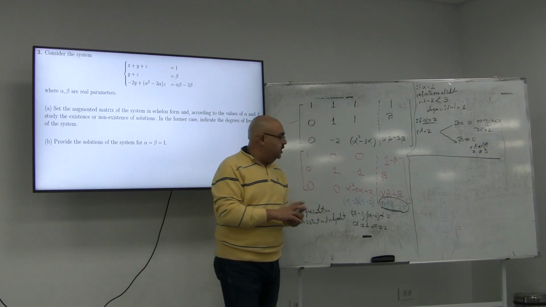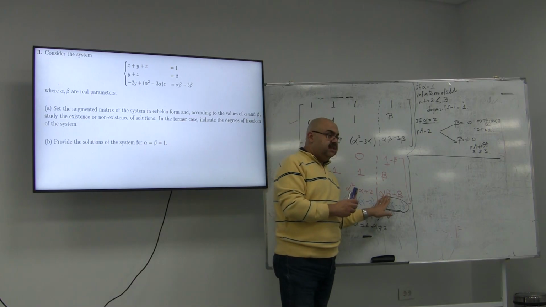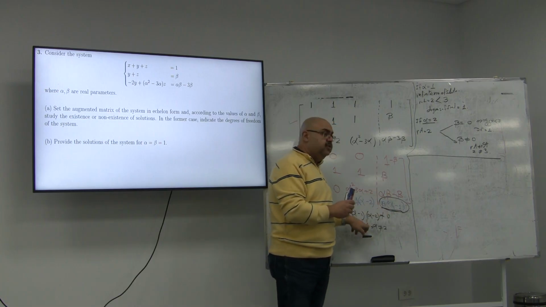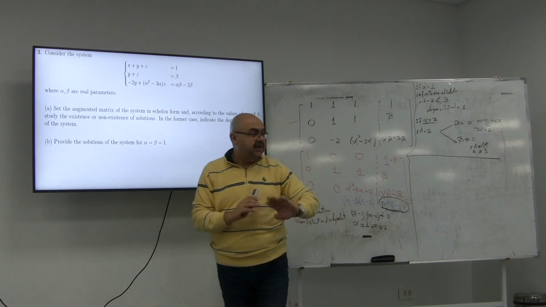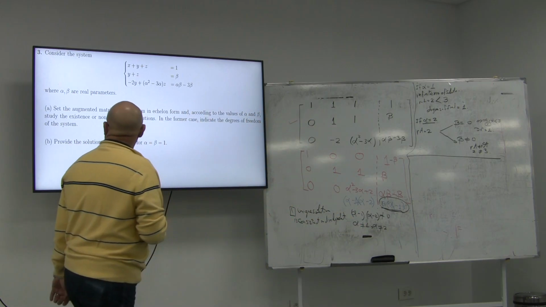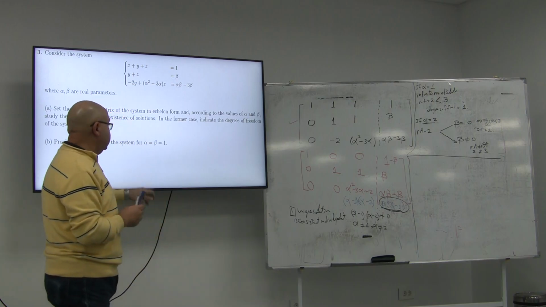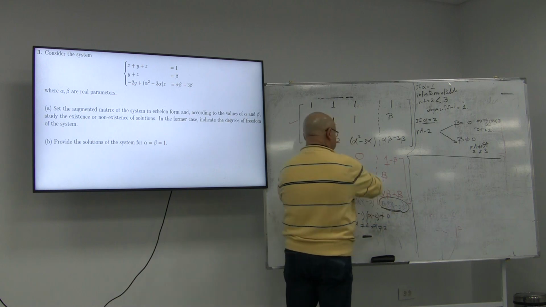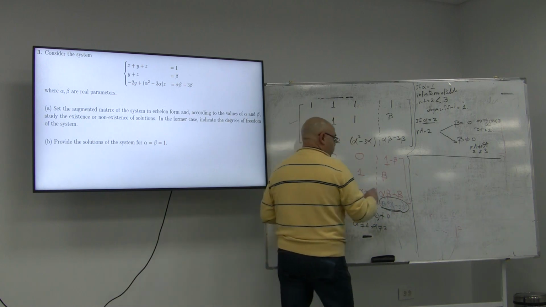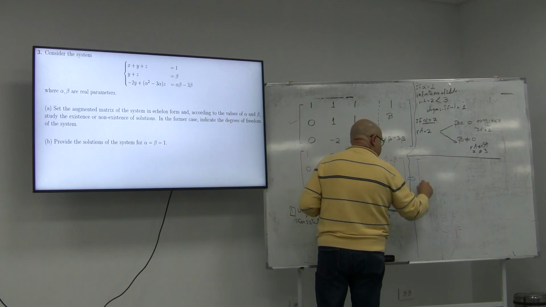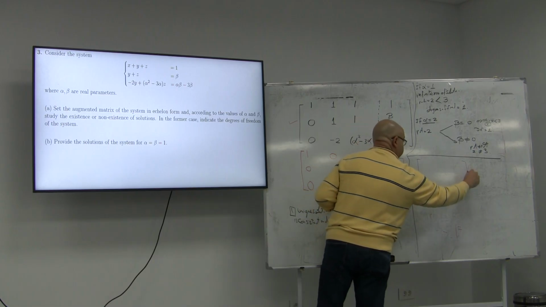The other case: beta can be equal to 0 or not, since alpha doesn't equal any of those values, you will have a unique solution. No problem whatsoever. Now, provide the solution of the system if alpha equals beta equals positive 1. All I have to do is take this matrix, the final form, and start substituting, replacing alpha and beta by positive 1.